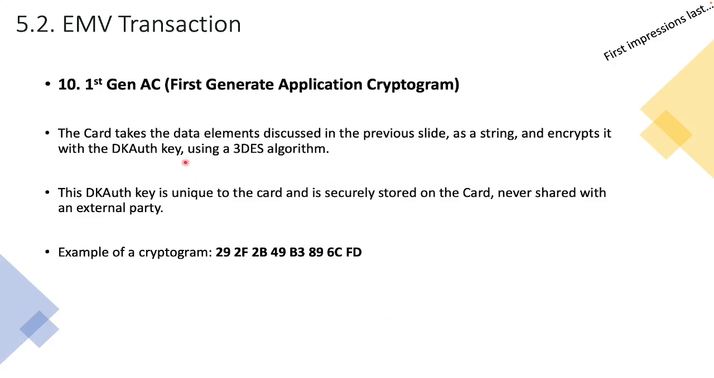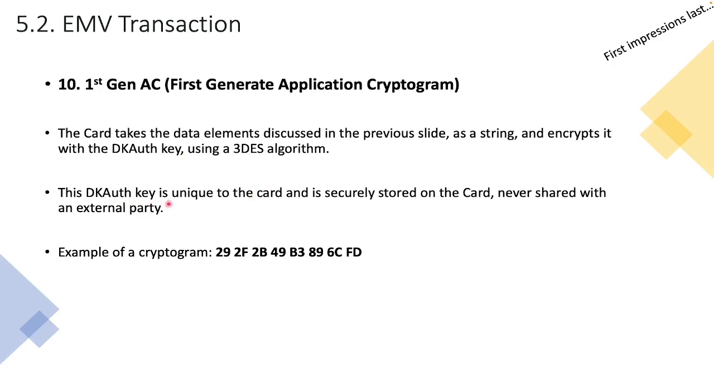So the card will take those 10 data elements that we discussed in the previous slide. Okay, and it will basically write it as a string, and it will then encrypt that string with the DK auth key, using a triple DES algorithm. I'm sure you guys remember we spoke of each card having a unique DK auth key, and we spoke of those three DES keys: DK auth, DK enc, and DK mac. So it uses the DK auth key here to generate this.